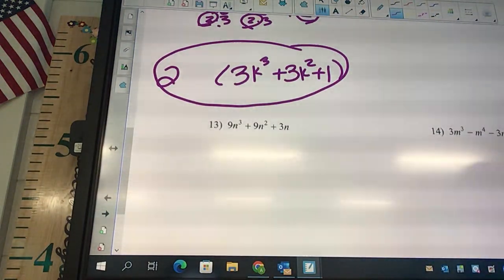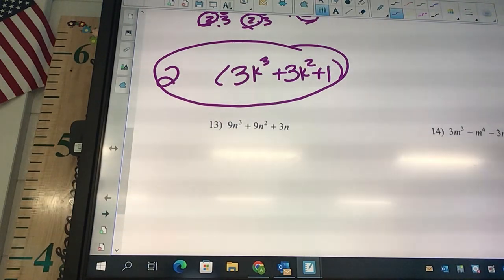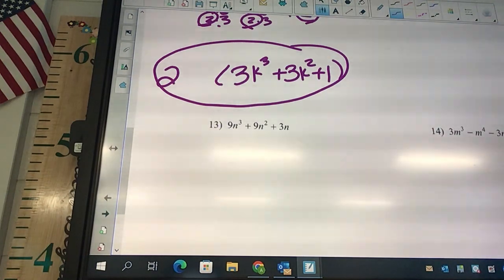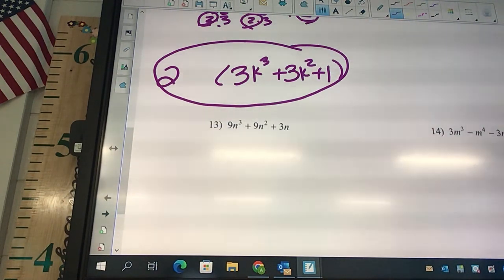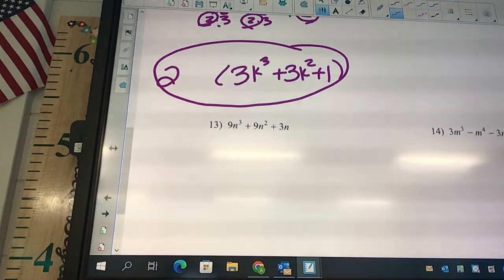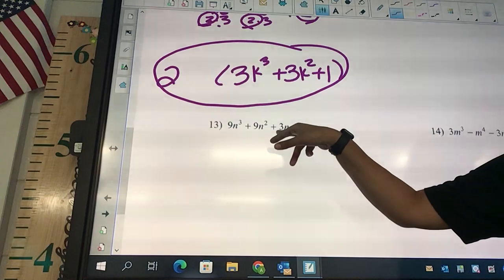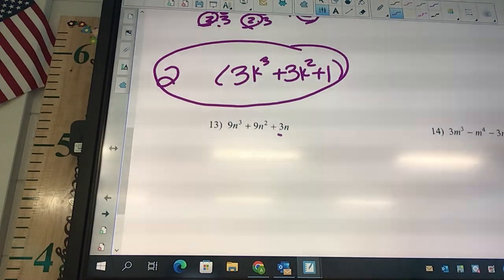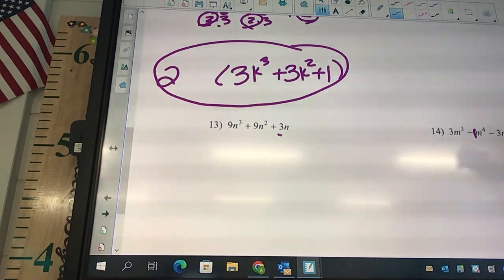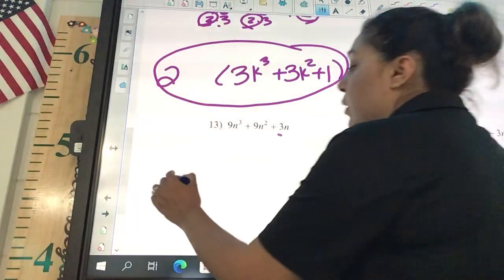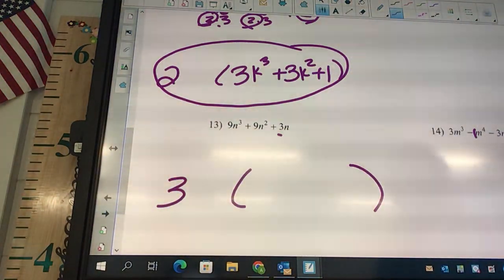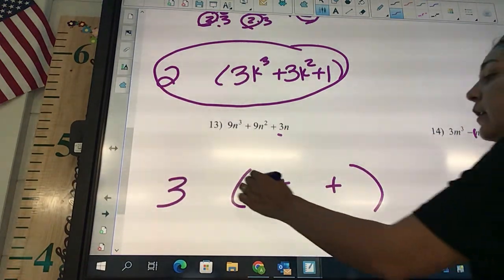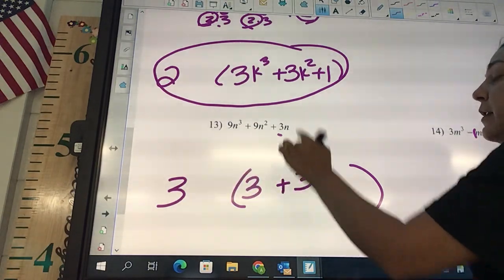Okay, 13. What number can we pull from each? 3. What number could it never be bigger than? We talked about this yesterday. It could never be bigger than the smallest number. So if we look here, 3 is the smallest number, so it can't be any bigger. It's got to be 1, 2, or 3. If we look here, what's the smallest number? A 1. So I know my number can't be any bigger than a 1 to pull out. So we got 3. Okay, and we're going to put our signs back. 9 divided by 3 is 3, 9 divided by 3 is 3, and then 3 divided by 3.